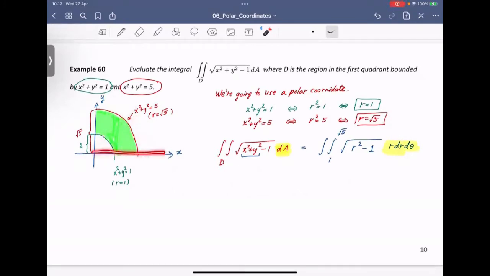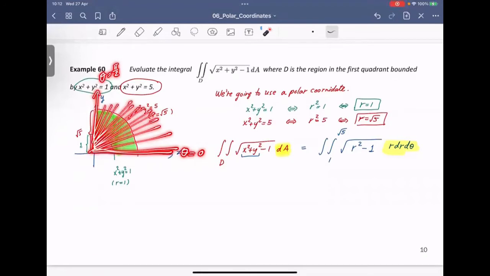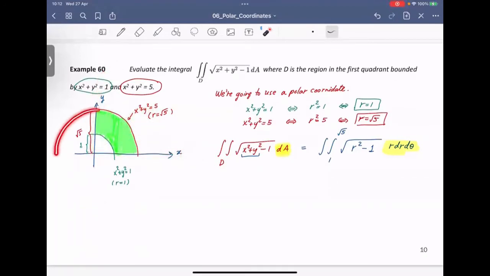How do I know? This is theta equal to 0. This is theta equal to pi over 2. So the angle of the ray that you have to draw is going to be 0 to pi over 2. If the region were in the first and second quadrant, then theta would be 0 to pi. Does it make sense? It's the same concept as the trigonometry that you learned before. Here it's 0 to pi over 2 because we only focus on the first quadrant. So once you have this, all your Calculus 2 work is done.